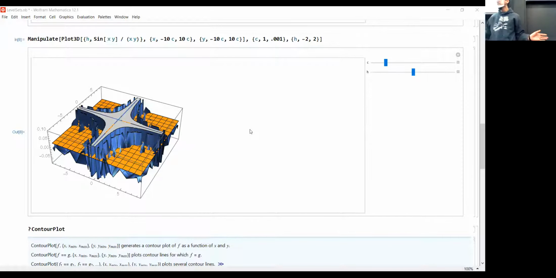It also helps greatly to be able to see things. And so here what I'm doing is a three-dimensional plot of a function. Actually, I have two functions. The first function is just the function that's constant h, and the second one is the sine of xy divided by xy. So this is a great limit problem. The sine of h over h as h goes to 0 is just 1. So this function is actually well defined.